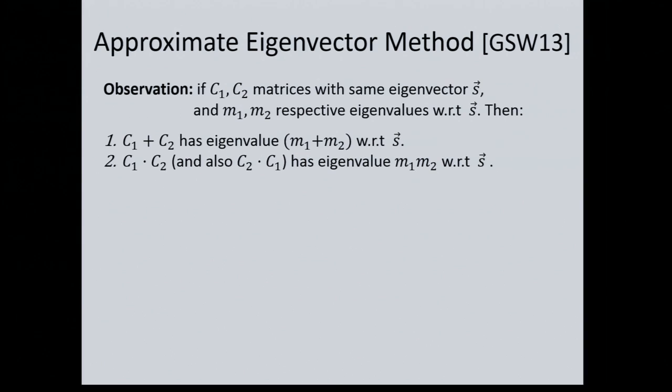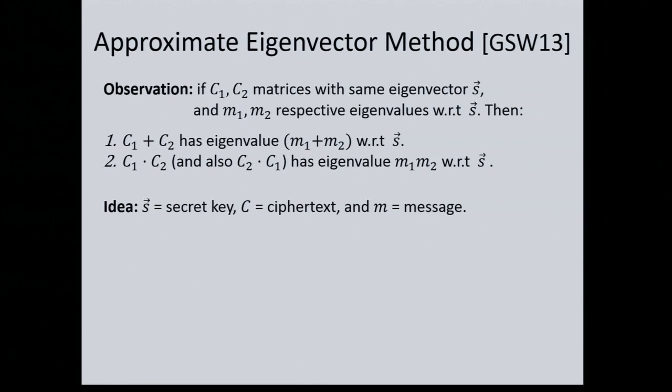And if we multiply these two matrices, and actually even if we multiply them in the opposite order, this is a non-commutative operation, then the eigenvalue that corresponds to S is going to be M1 times M2, and we're actually going to see it in a little more detail. But this basic idea gives rise to the following meta scheme.